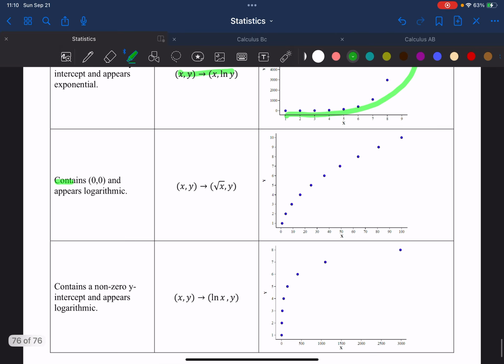Okay, if it contains 0, 0 and appears logarithmic, then you would do the square root of x. Okay, so 0, 0, logarithmic. If it contains a non-zero y-intercept and appears logarithmic, you could also do the natural log of x. Again, we'll be able to test these and find out which one would be more appropriate when we're comparing the scatter plots, the r and the r squared value to the residual plots itself.